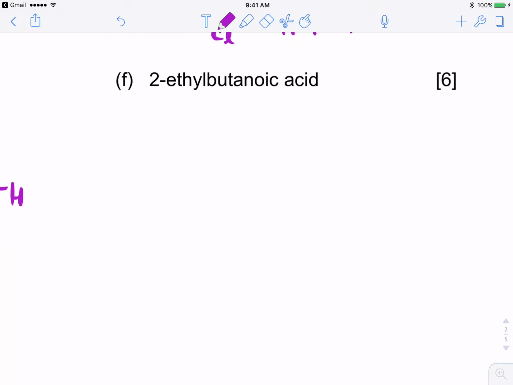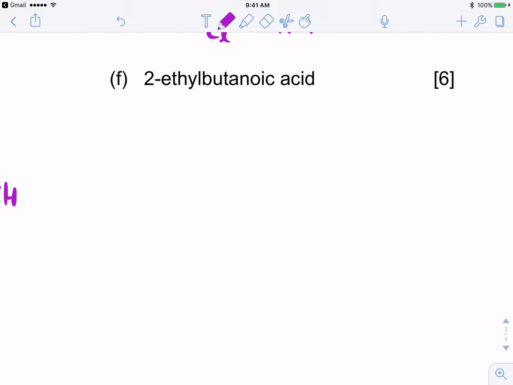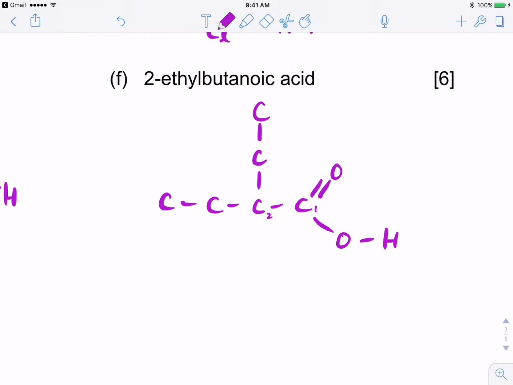2-ethyl butanoic acid. Butanoic acid is 1, 2, 3, 4, OH. I just tend to always draw butanoic acid with the acid group on the right hand side. But you should know that if you draw the acid group on the right hand side, then this is the first carbon, this is the second carbon. So you must draw the ethyl group here. Ethyl is 2 carbon. So hydrogen, hydrogen, hydrogen, hydrogen, hydrogen.